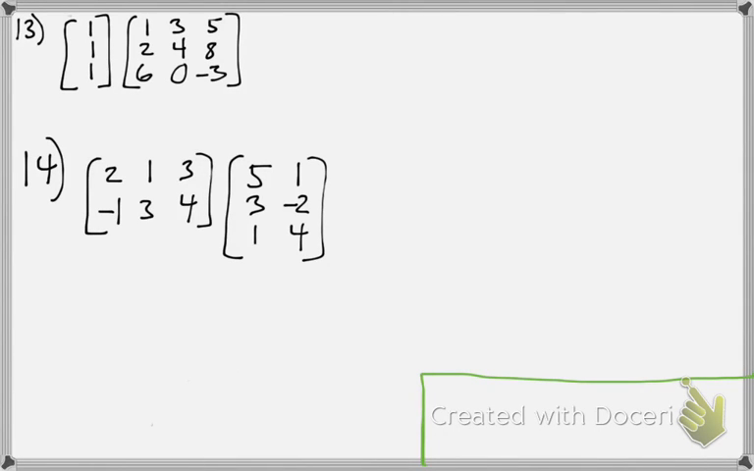We look at 13. Let's look at the dimensions. The first matrix is a 3 by 1. The second matrix is a 3 by 3. So if we look at those inner dimensions, these do not match. So this is not possible to multiply.